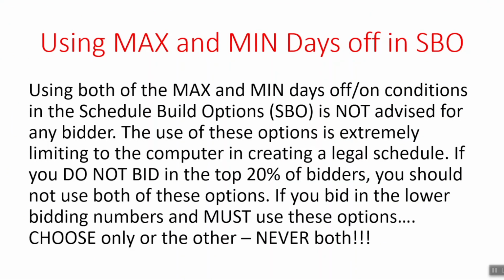Using both max days on and min days off is not advised. One or the other condition, please. It becomes way too restrictive if you use both, and especially if you use both and use multiple bid sheets, this can cause major hangups with the runs. Every month on the 12th, me and the other members of the committee are calling people desperate, saying you've got to change your bid sheet. It's holding up the run. Please don't be one of these people that we call to say, we told you not to do max days on and min days off. Please change your bid. Basically, if you're not in the top 20% of your base, you should never use both those options.